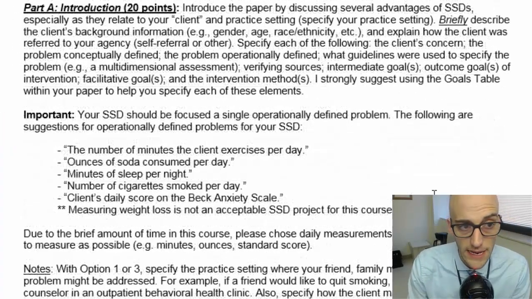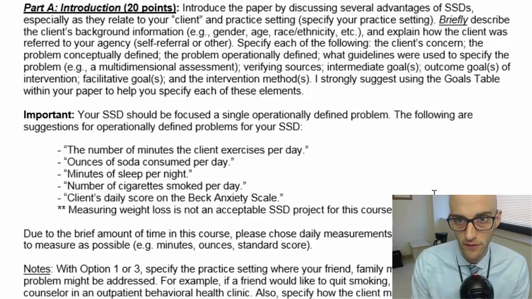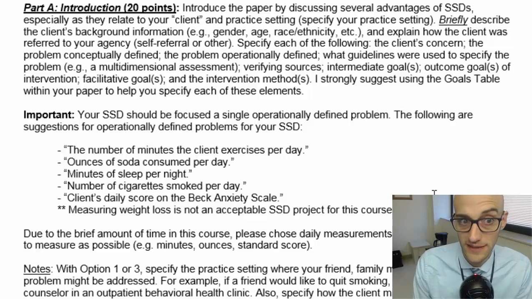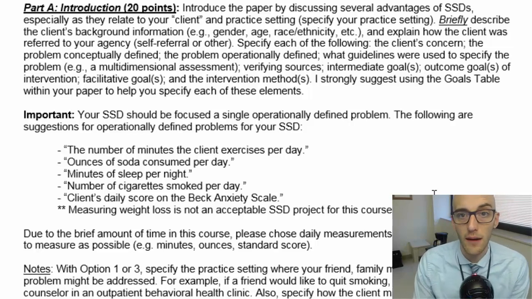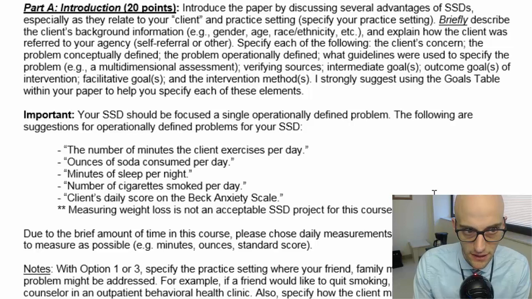So for your paper outline, I'm going to go through each of the different sections here. You should include a cover page in APA format with name, date, course number, and which paper assignment option was selected. This doesn't count towards your 10 pages. I should also mention that this paper should be written in past tense, third person.